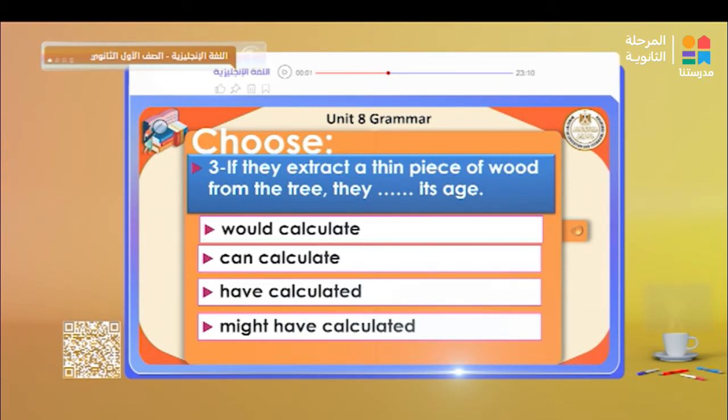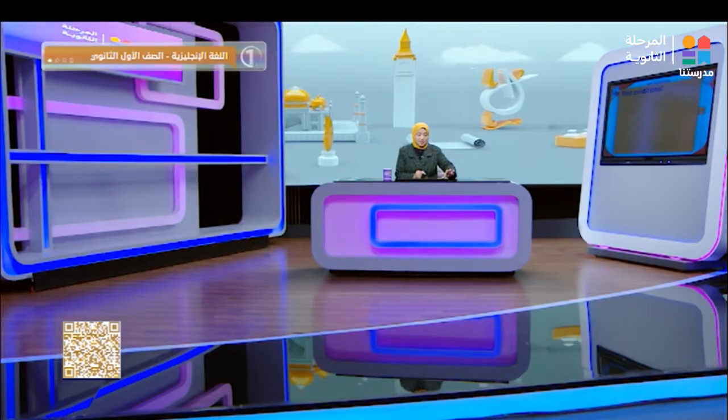So what do we have in the options? We have here can. So we can use can. If they extract a thin piece of wood, they can calculate the age of the tree.